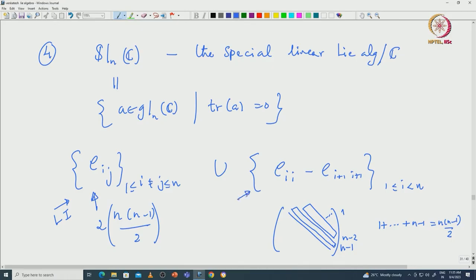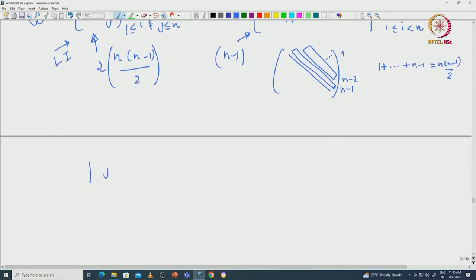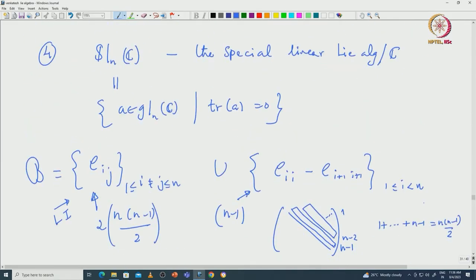And here it is easy to see that there are only n minus 1 diagonal matrices. If you count them together, and call this set B, the cardinality of B is n(n-1)/2 times 2 plus n minus 1. It is actually n(n-1) plus n minus 1, which is (n+1)(n-1), exactly n squared minus 1. But it is also not hard to prove this, because the trace condition is one linear condition. That simply says the dimension of sl_n(C) is 1 less than the dimension of gl_n, which is exactly n squared minus 1.